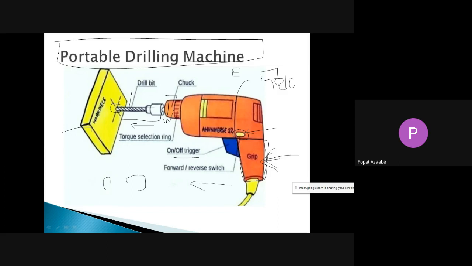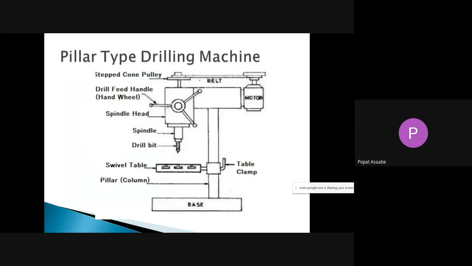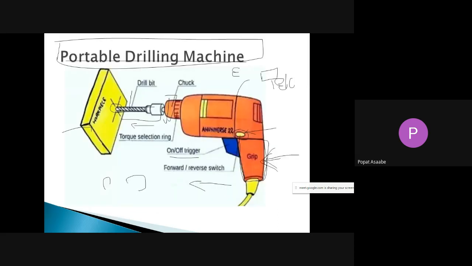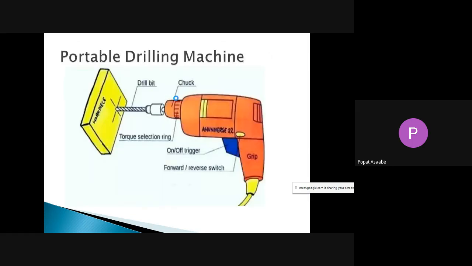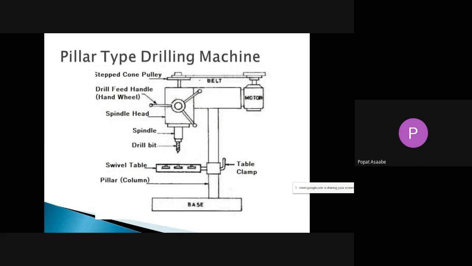Okay, now see the classification once again. Now, that was the portable drilling machine. The next type of drilling machine we are going to explain is the pillar type drilling machine. Now see what is meant by the pillar type, or why it is called the pillar type drilling machine. Because this type of drilling machine consists of one column.